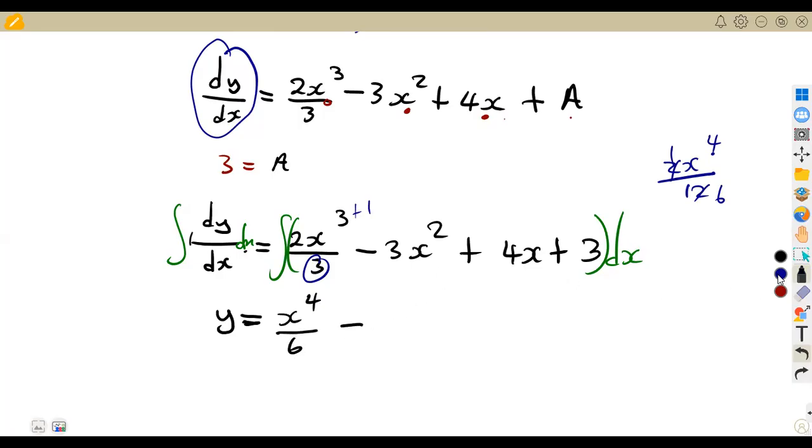Minus, we do the same thing here. We're going to add a 1, which was going to give us a negative 3x to the exponent of 3 over the new exponent, which is 3. So this one and this one was going to cancel. We remain with minus x to the exponent of 3.